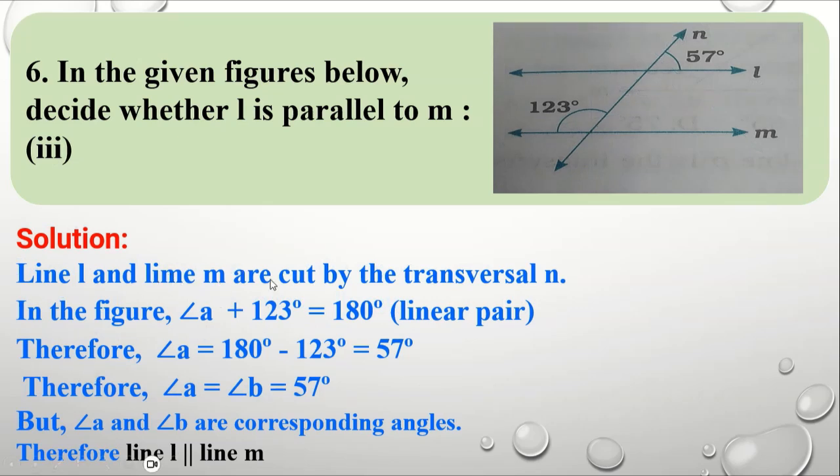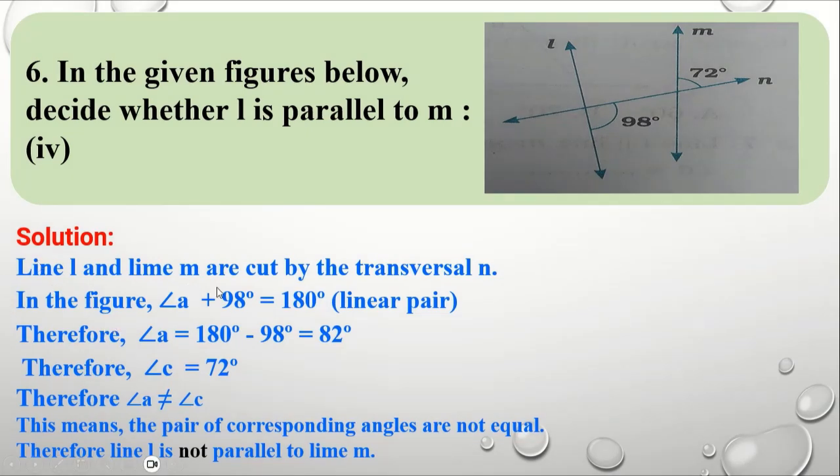Next, lines l and m are cut by the transversal n. In the figure, angle a plus 123 degrees equals 180 degrees, linear pairs. So angle a equals 180 minus 123, that is 57 degrees. So angle a equals b equals 57 degrees. So angles a and b are corresponding angles. Therefore line l is parallel to line m.